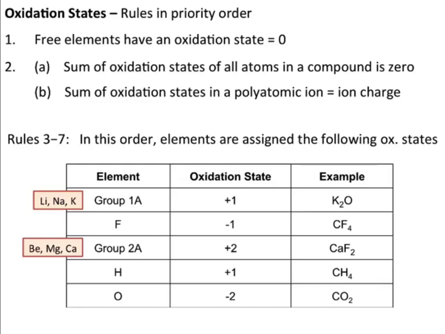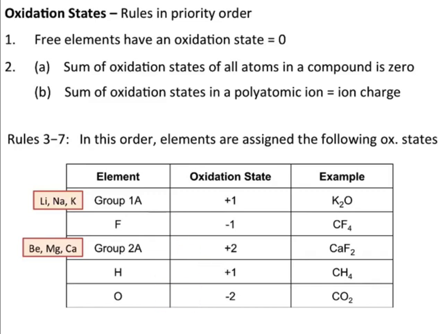Oftentimes it doesn't really matter. For example, you might have oxygen, and then you have something else that's not on this list, and then you just use the charge of oxygen and the total charge on the molecule to figure it out. So oftentimes you don't have to worry about the order here. But the order should make sense. The alkali metals are +1, fluorine's -1. This matches our sense of ionic compounds. Alkaline earth metals are +2. Hydrogen's +1, oxygen's -2. So the charge here makes sense.